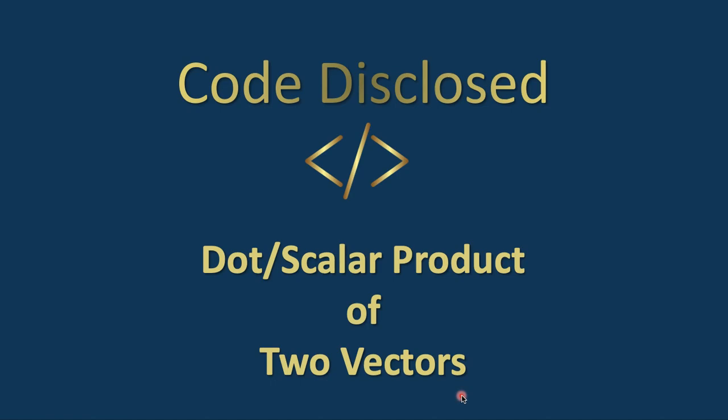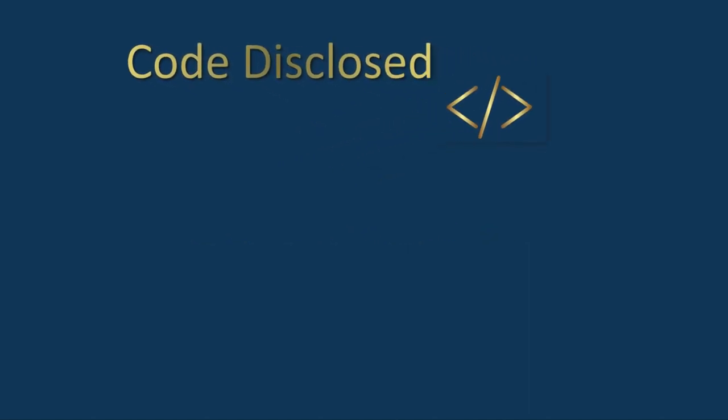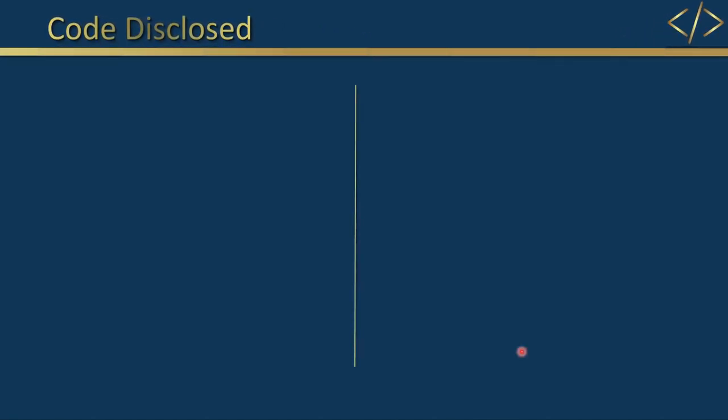In this video, I will explain the idea behind the dot or scalar product of two vectors, what the two main definitions of this product are, and how we can implement this in MATLAB. So let's get started. Let's first explain the difference between a scalar quantity and a vector quantity.